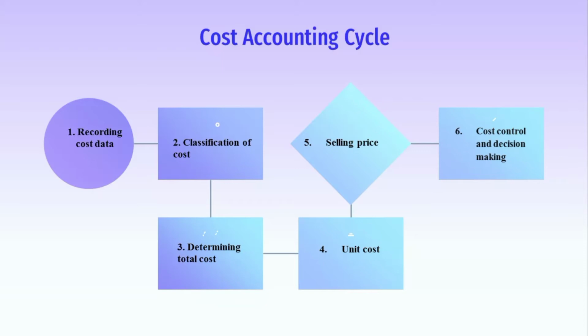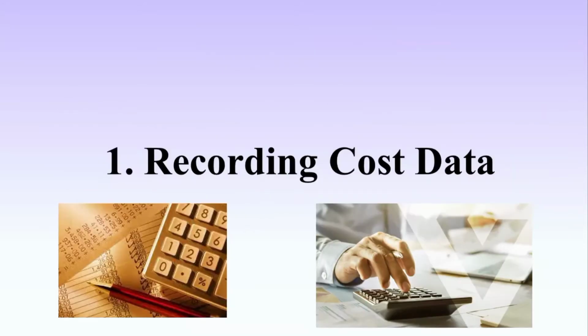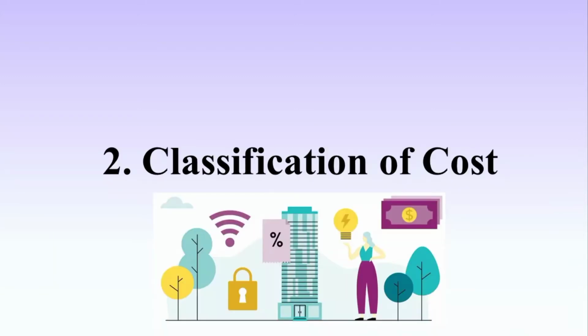Here we have our cost accounting cycle and how it flows from the start until the last. First is the recording of cost data. At the first step of cost accounting, it ascertains and records the elements of cost for determining the cost of production. Second would be the classification of cost. At this second step, cost accounting classifies the cost according to function, nature, and behavior.